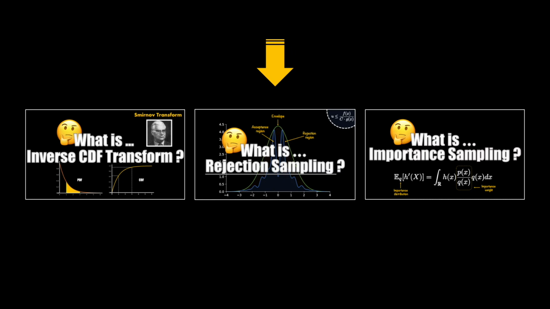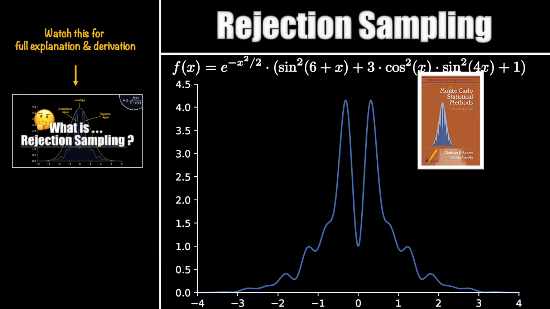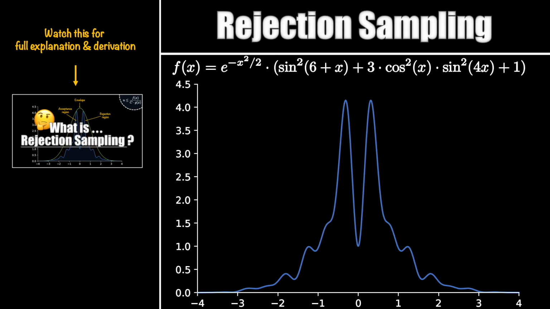Let's see what rejection sampling is all about. This is the same function that I had shown you earlier from the cover of Robert and Casella. The equation represents this function that I have plotted. Now pay attention to this part.